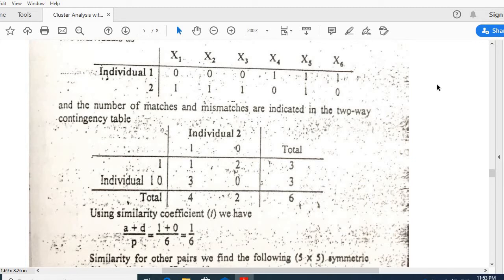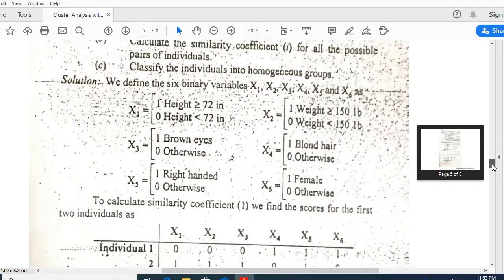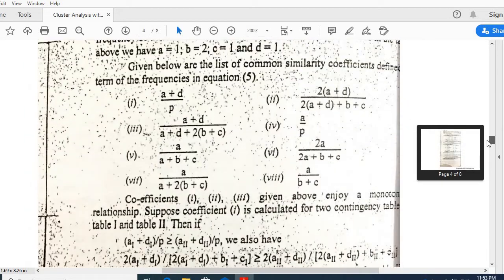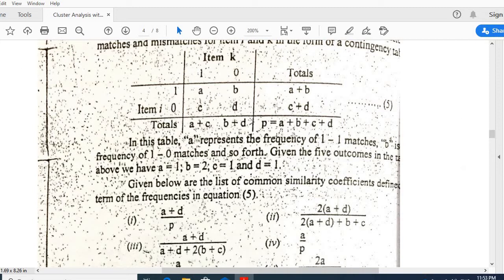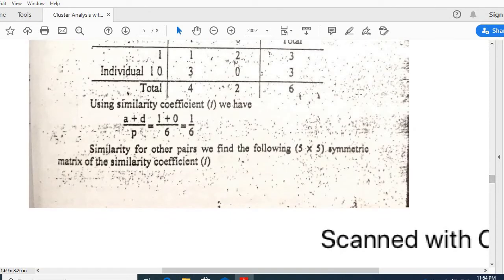Use similarity coefficients as given above. The similarity coefficient is equal to a plus d divided by p. The contingency table has a, b, c and d: a is 1, b is 2, c is 3 and d is 0. Therefore it is 1 plus 0 divided by 6.